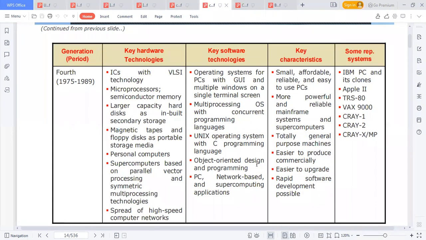Now object oriented design and programming, and PC, network based and supercomputer applications. The key characteristics: small, affordable, reliable, easy to use, more powerful, and easy to maintain. Examples include IBM PC and its clones, Apple II, TRS-80, VAX 9000, CRAY 1, CRAY 2, CRAY X-MP, etc. These are examples of fourth generation computers.